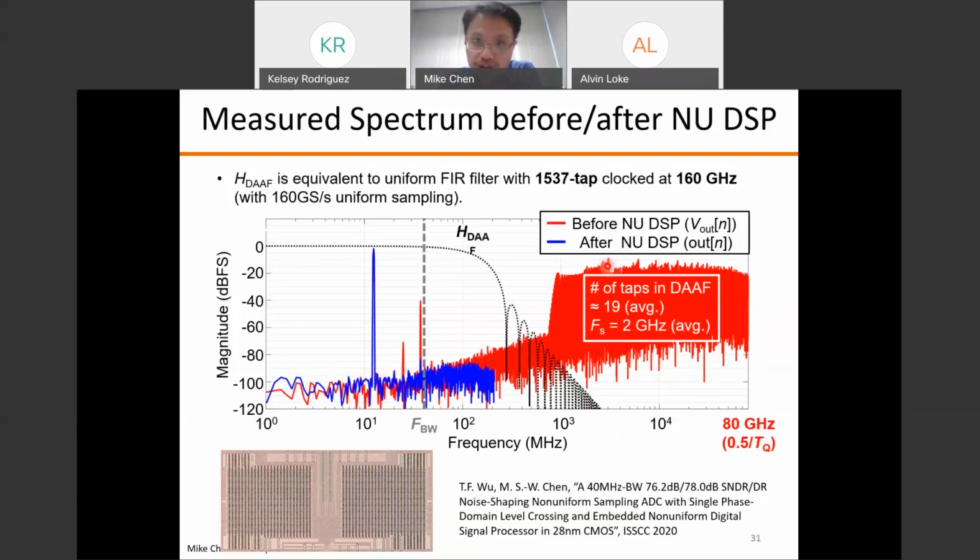So here I just want to mention the filter that we are doing here. If you ask me, say, Mike, what about we do that in a uniform way, right? Uniform ADC. So we did a calculation. If we are going to do a uniform ADC on this, and get the equivalent filter response, you have to design a 160 gigasample per second ADC. Okay, so that's the first thing. Second thing is that you are going to design a 1,537 taps FIR filter. And guess what? That filter has to run at 160 gigahertz. Okay. For us, we didn't think that's possible, but I just thought it's fun to make some comparison there.